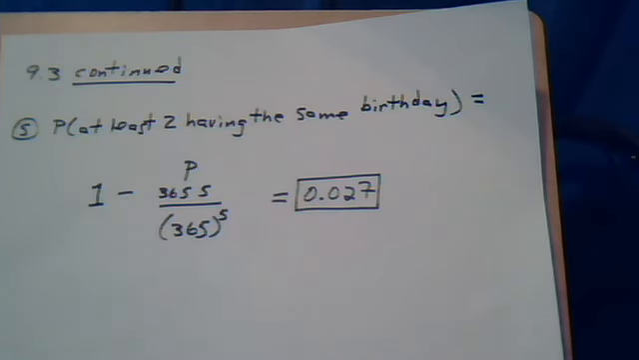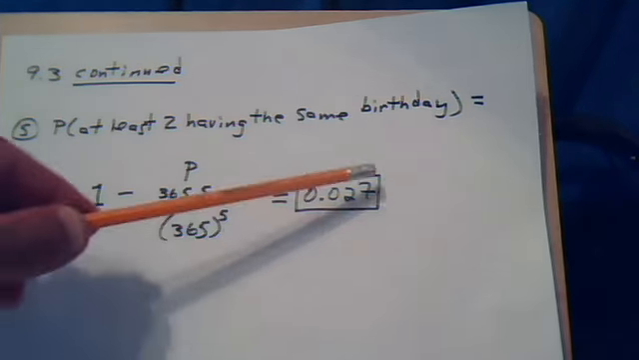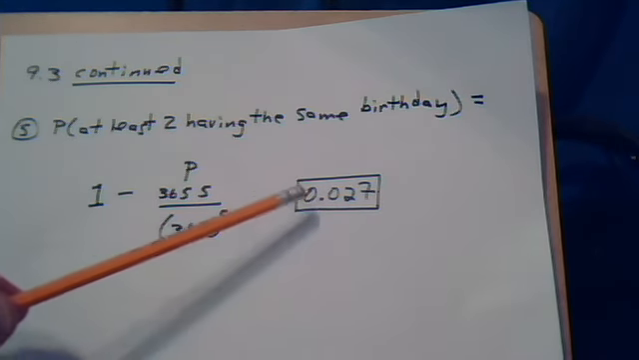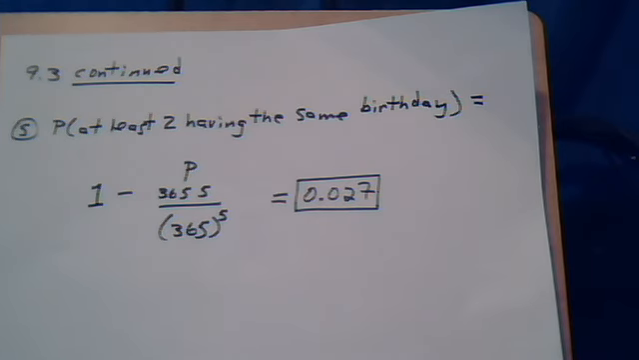So the probability of at least 2 people having the same birthday amongst a group of 5 people would be what you get from here, which is 0.027. If you turn it into a percentage, this would be 2.7% chance that at least 2 people will have the same birthday in a group of 5 people. The chances are pretty low.